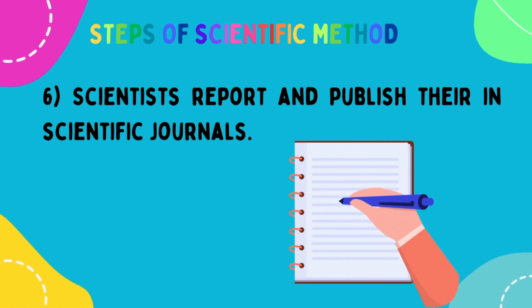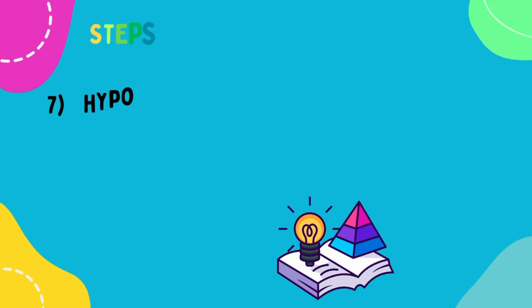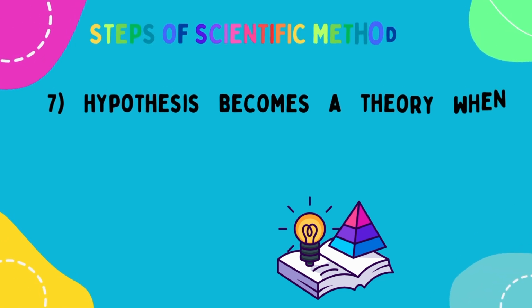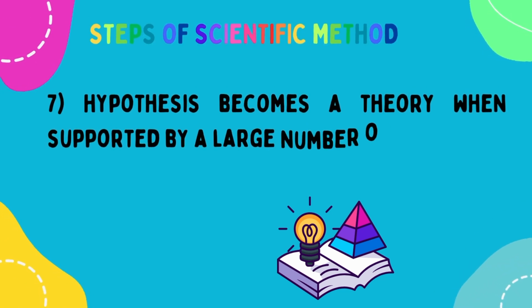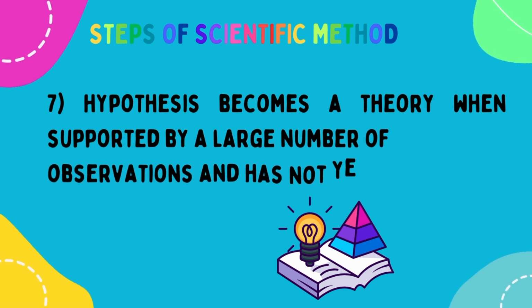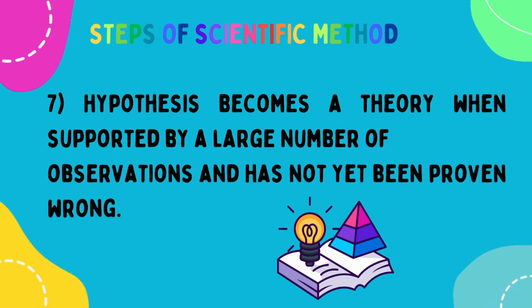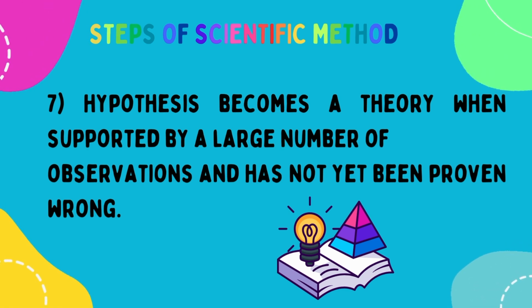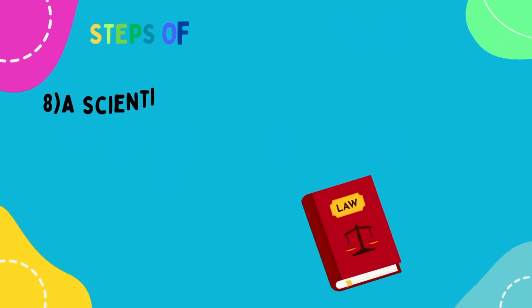And then we are going to have number 7. The hypothesis becomes what's known as a theory when it's supported by a large body of evidence. Remember, a theory and a law are not the same thing. A theory has not yet been proven wrong, but it is not 100% proven correct.